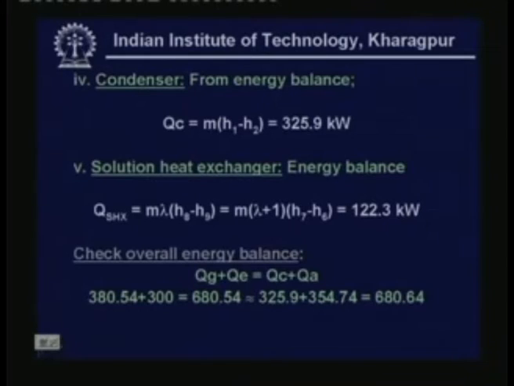Okay. So, you can easily check: QG plus QE is equal to 380.54 plus 300, which works out to be 680.54. And what is QC plus QA? QC plus QA is 325.9 plus 354.74. So, this works out to be 680.64. So, you can see that on one side you have 680.54, on the other side you have 680.64. The small, negligible difference could be due to rounding errors or a slight mismatch in the property values. Okay. So, this is one very important thing whenever you do the problems.